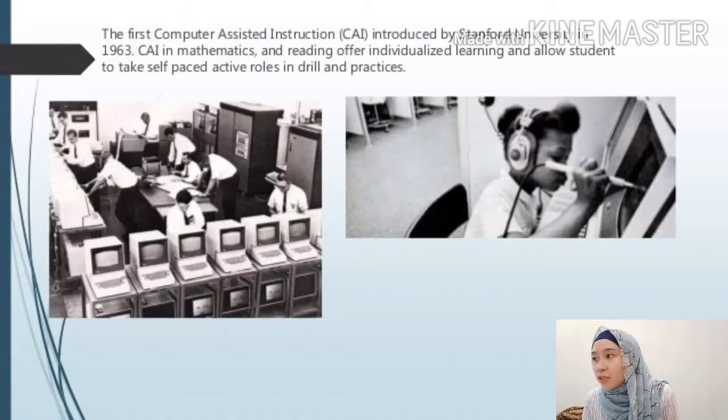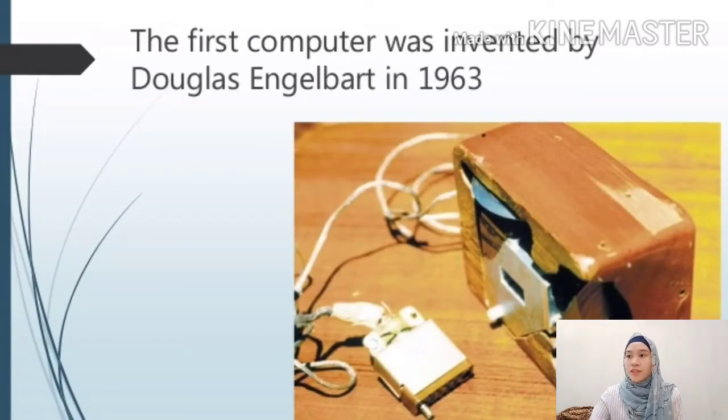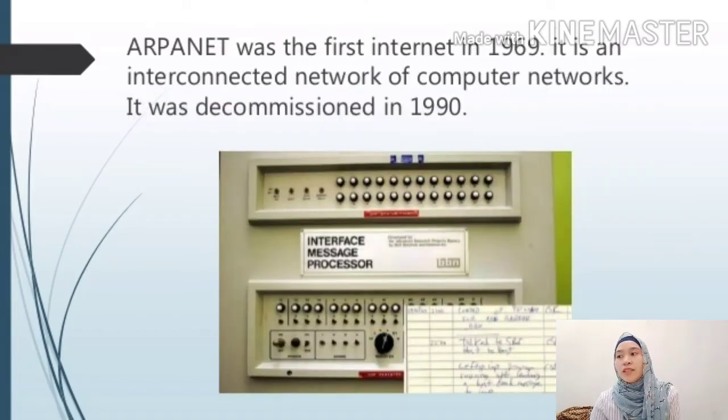Okay, so the first computer assisted instruction, CAI, was introduced by Stanford University in 1963. And then the first computer mouse was invented by Douglas Engelbart in 1963. Okay, so the ARPANET was the first internet in 1969. So it is an interconnected network of computer networks. It was decommissioned in 1990. So the first internet in 1969.